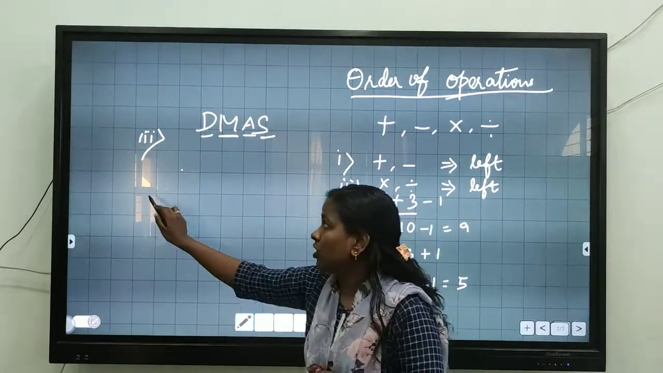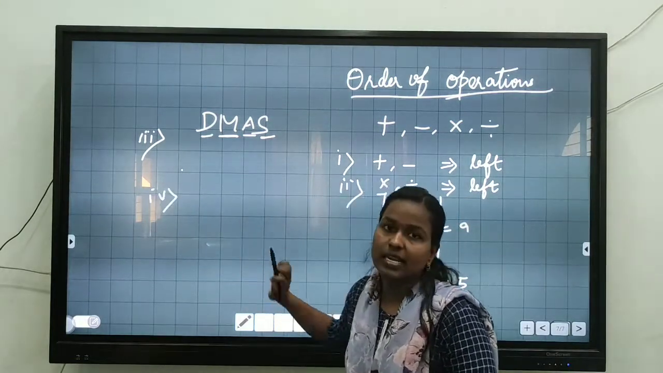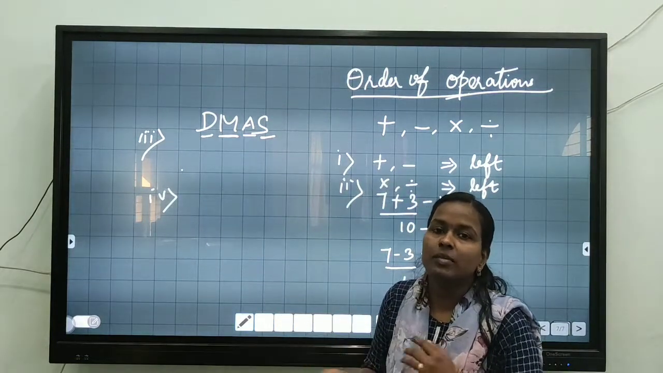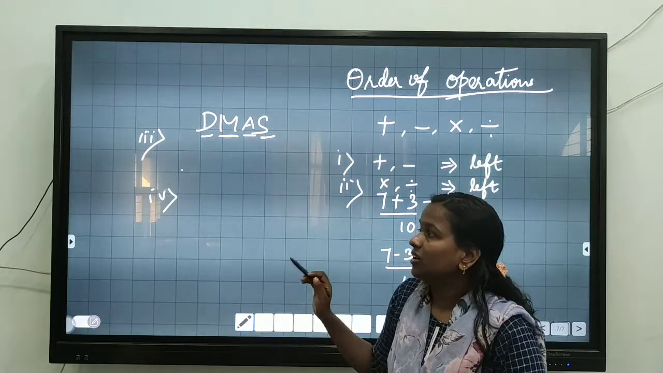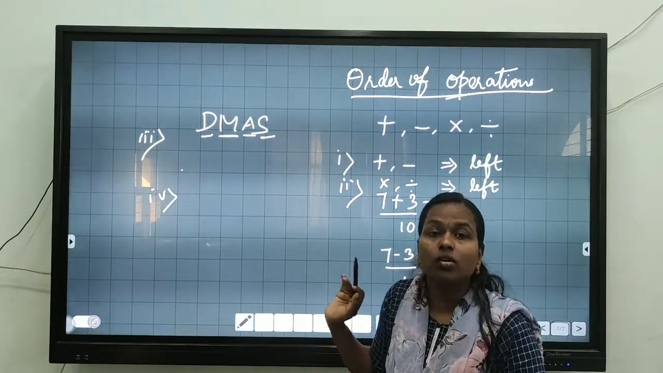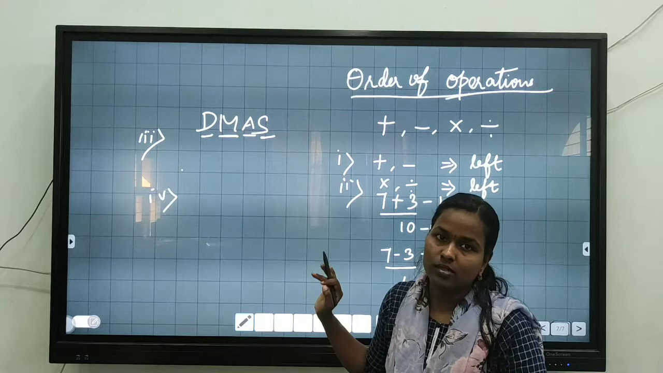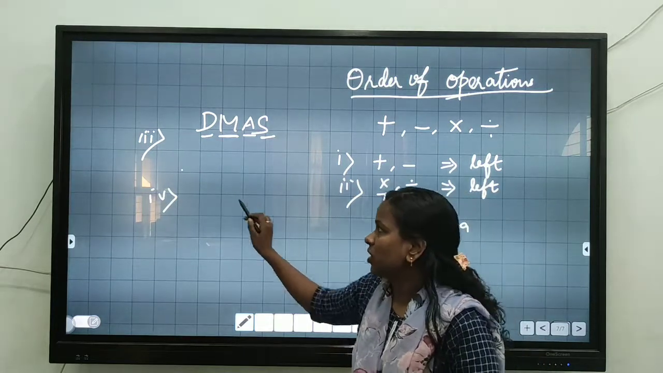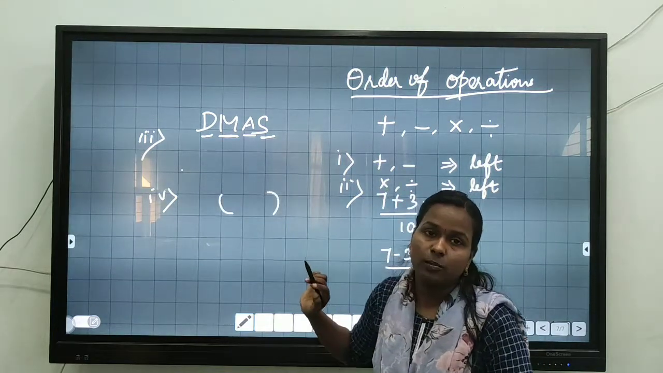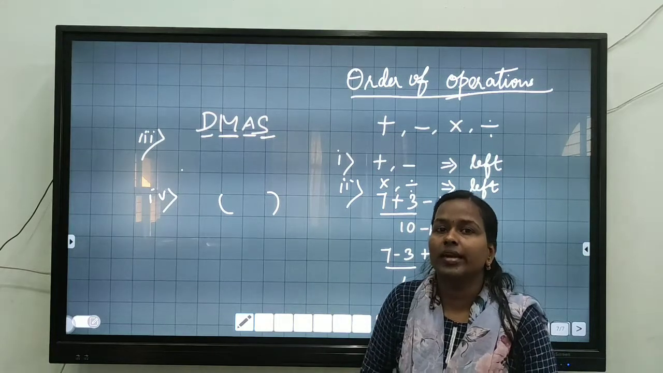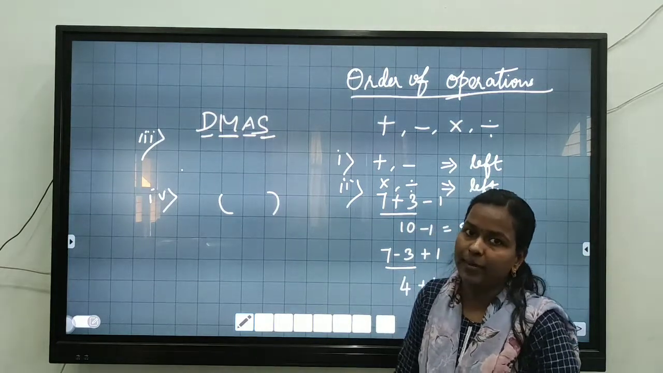Okay. The next condition, if any bracket is coming, brackets with mixed terms given, you have to give the preference to the bracket terms first. So first we have to solve the terms which are given inside the bracket, and then we have to solve the remaining terms using this DMAS.